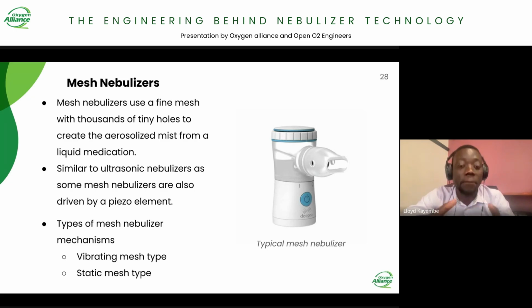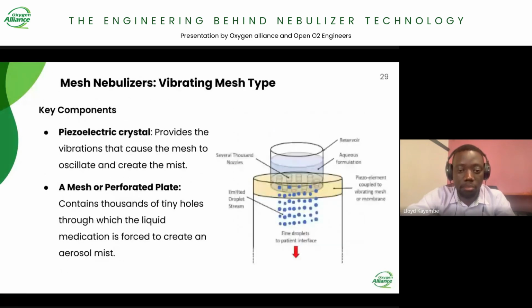And that forms the mist itself. So actually on this type of nebulizers, there are 2 types based on the mechanism that they use to produce the mist. So they are vibrating mesh type, and static mesh type. So let's start exploring the vibrating mesh type.